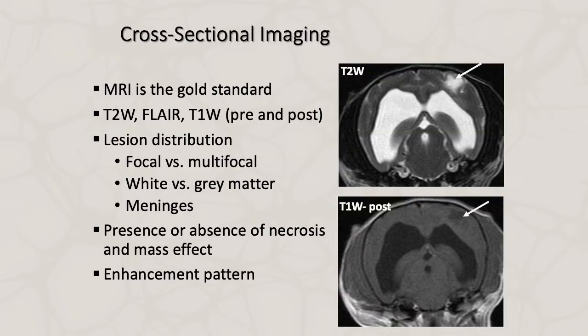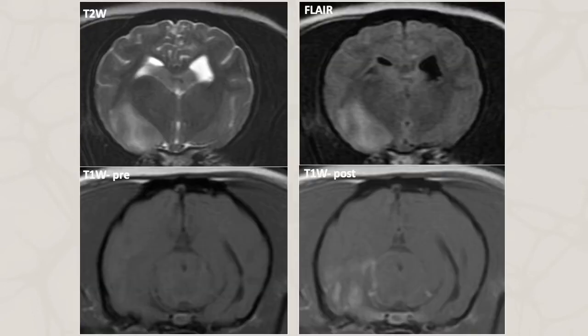MRI is going to be the gold standard, and often you will see hyperintensities other than within the ventricle itself, which is indicative of pathology, often edema, which can be confirmed on FLAIR sequences. Lesions can be focal or multifocal and can be localized to the gray or white matter or within the meninges themselves. The difficult part is a lot of changes that are seen with inflammatory disease can be seen with neoplasia as well, or even vascular disease.